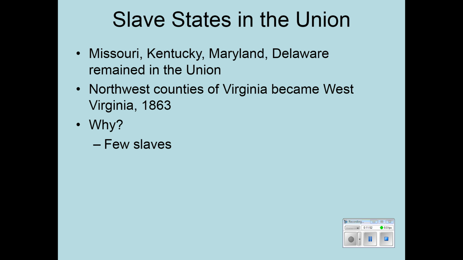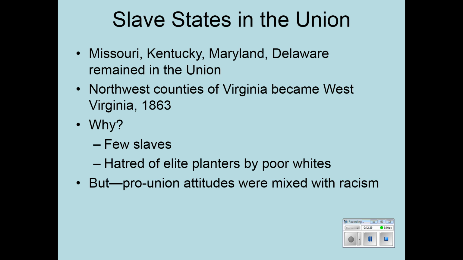Well, first of all, they didn't have any slaves there at all. This is very hilly or mountainous territory. Slavery doesn't do well there. And the poor farmers there, or poor residents, hated the elite planters on the coast of Virginia. And they were not willing to spill their blood to defend the wealth and the slaves of people that they hated. Now, let's be clear, though, even though they were against secession and against these elite planters, they were not supporters of the slaves. They were pro-Union, but they were also highly racist, as many in the North were, all through the North.